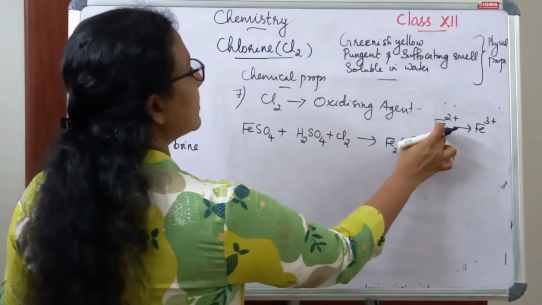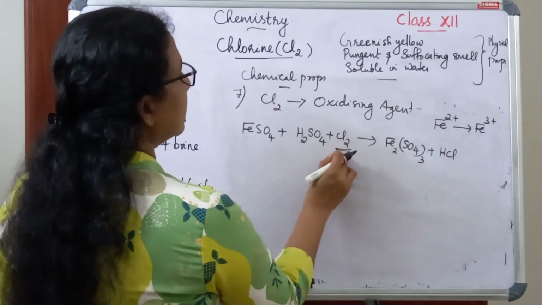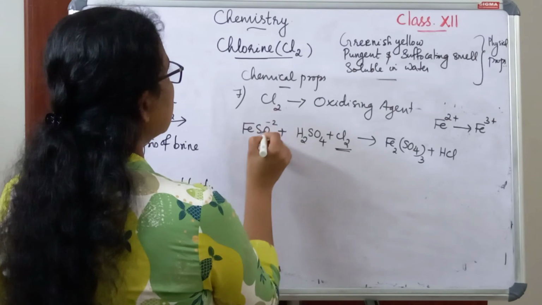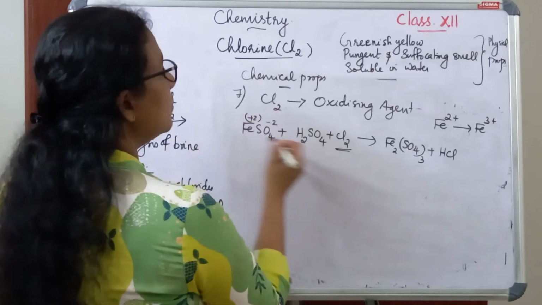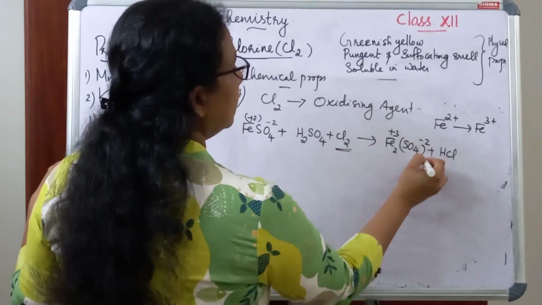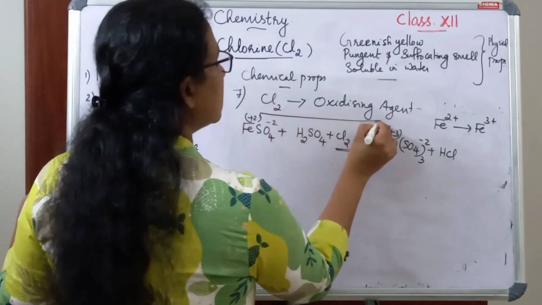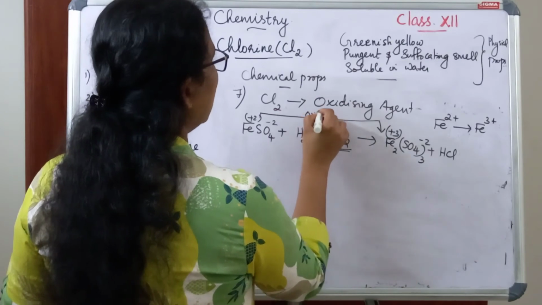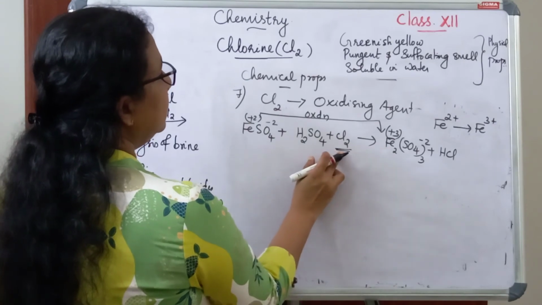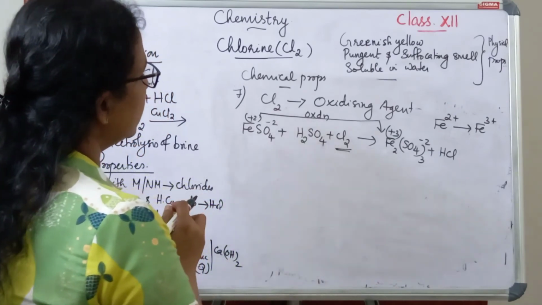Here we need to check the oxidation state. Fe2+ changes to Fe3+, since Cl2 acts as an oxidizing agent. So in FeSO4 the oxidation state of Fe is plus 2. This plus 2 changes to plus 3 in Fe2(SO4)3, since minus 6 plus 6. So plus 2 changes to plus 3. So this is actually oxidation. So Fe2+ changes to Fe3+. So here Cl2 will act as an oxidizing agent. That is the first reaction.